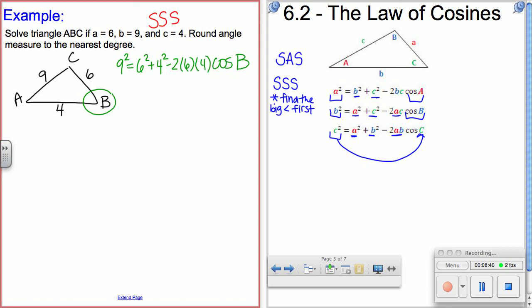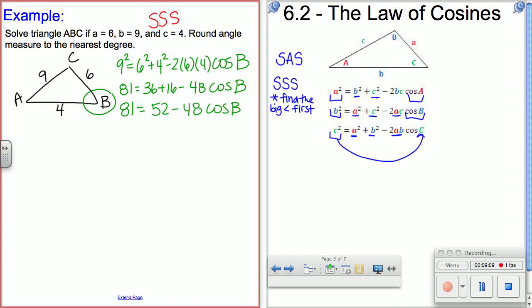with. Now, don't grab your calculator right away. Do as much simplifying as you can by hand first, because you'll be less likely to make a mistake. So I squared the 9 and got 81. I squared the 6 and got 36. Squared the 4 and multiplied. I'm going to add 36 and 16 together, and I get 52. Minus 48 cosine of B.